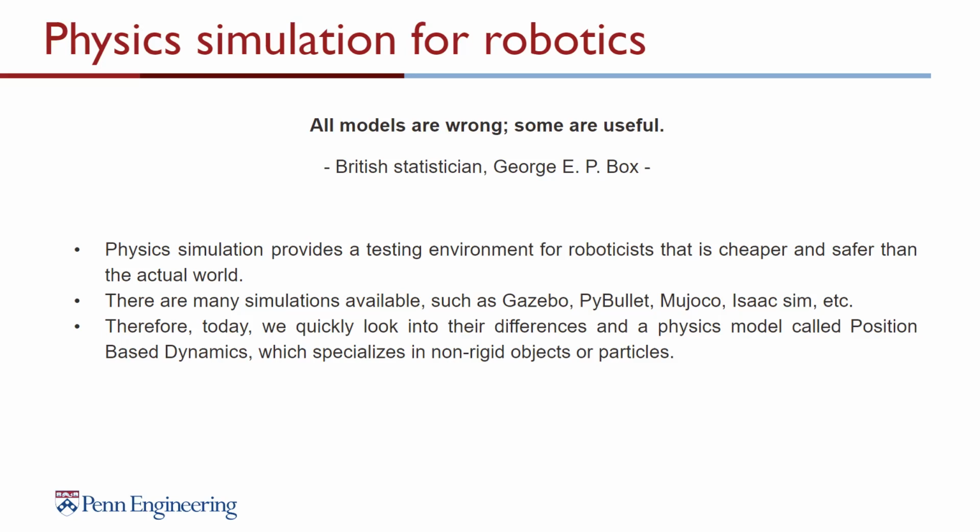that. So we're going to briefly look at their differences, and we're going to look into a physics model called position-based dynamics, which specializes in non-rigid objects instead of rigid objects, but we can also deal with rigid objects.